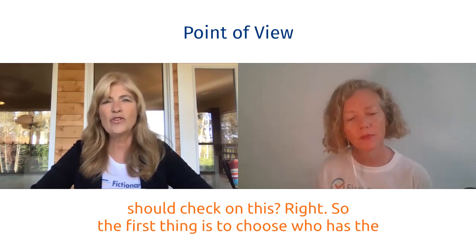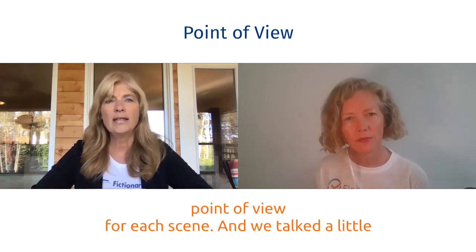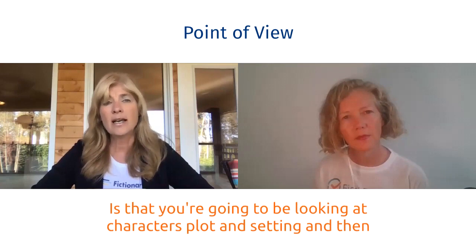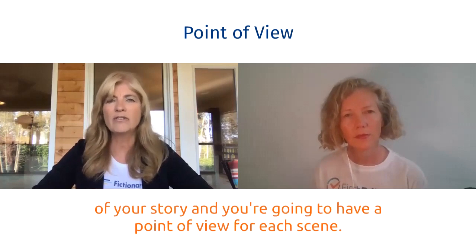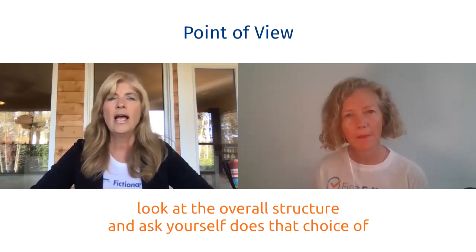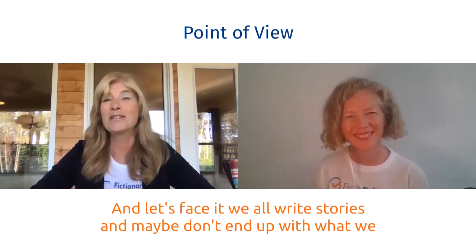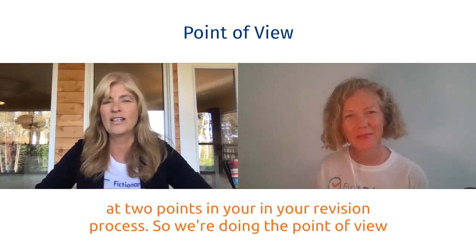Right. So the first thing is to choose who has the point of view for each scene. And we talked a little bit about it in an earlier video that we did, that you're going to be looking at characters, plot, and setting, and then your structure. And so you're going to do a first pass of your story, and you're going to have a point of view for each scene. Mm-hmm. And once you've done that, then you're going to go back and you're going to look at the overall structure and ask yourself, does that choice of point of view character make sense in the story you ended up with? And let's face it, we all write stories and maybe don't end up with what we thought we were going to end up with. So it must be reviewed at 2 points in your revision process.